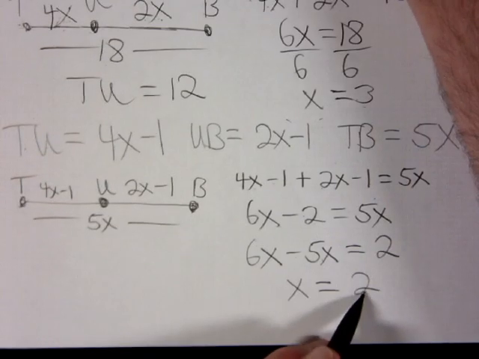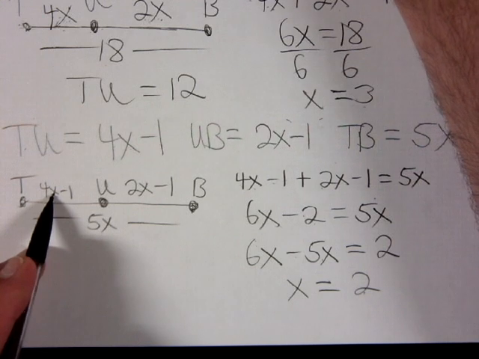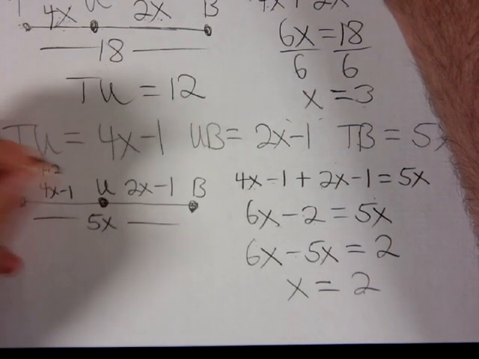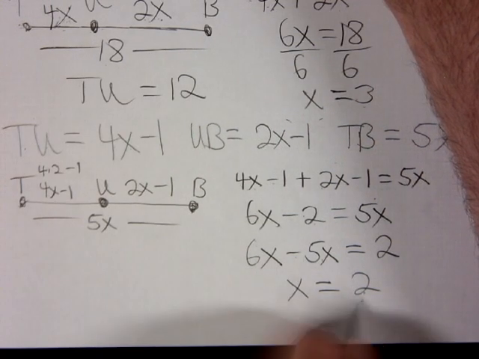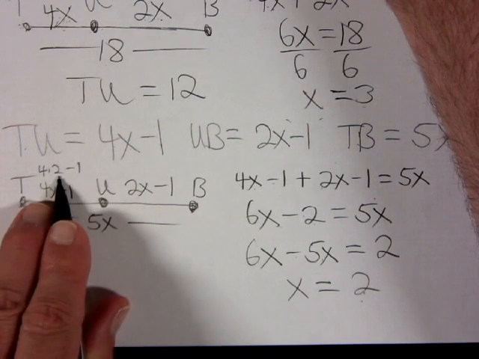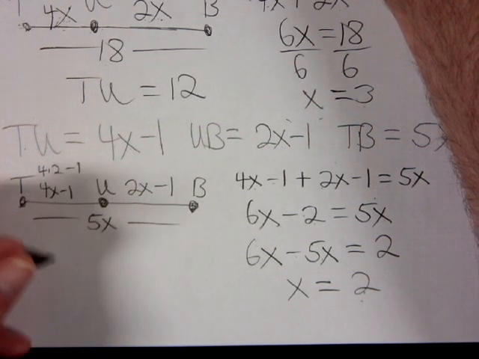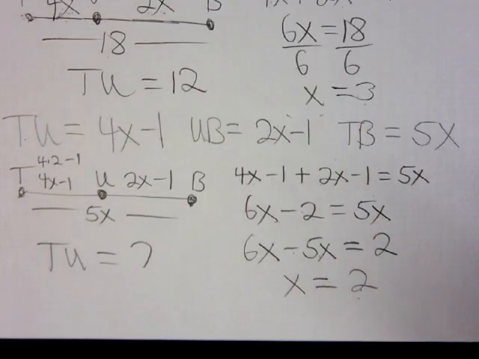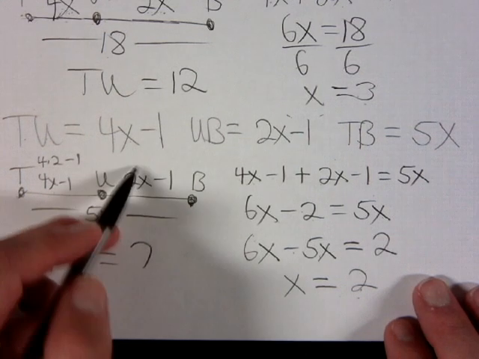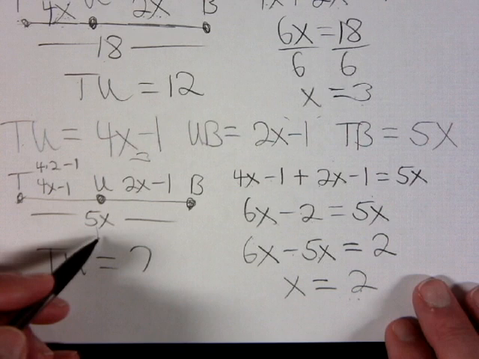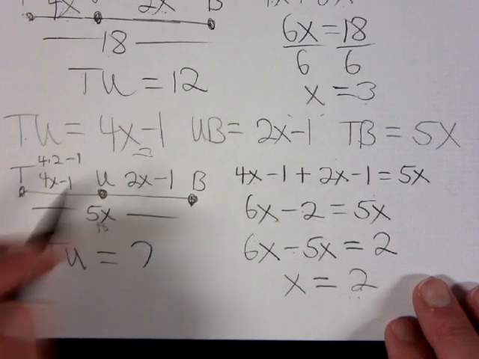I have to take this x now and plug it back in here. So when I do that, it's going to be 4 times 2 minus 1, because in place of x, I put a 2. 4 times 2 is 8. 8 minus 1 is 7. TU is equal to 7, and we have the right answer. If you want to go all the way through and put in 2 right here, that's 4. 4 minus 1 is 3. And if I put 5 times 2 right here, I get 10. 7 plus 3 makes 10, and it works out.